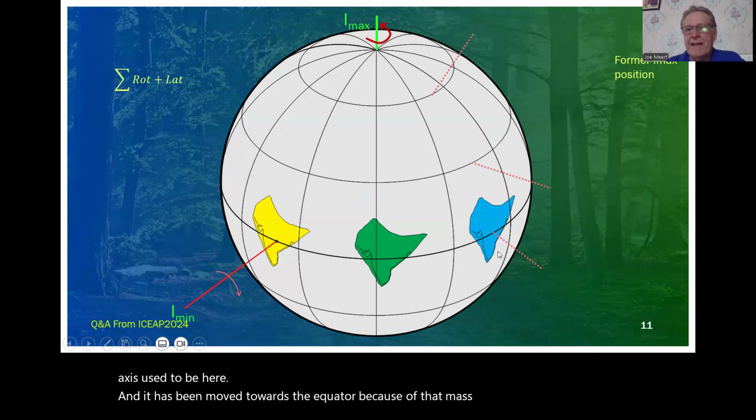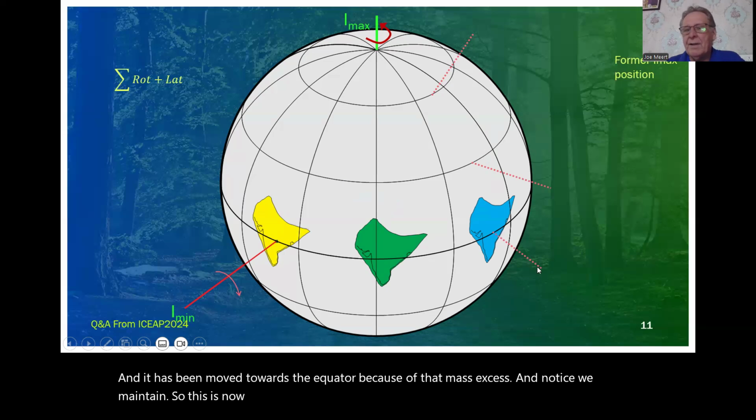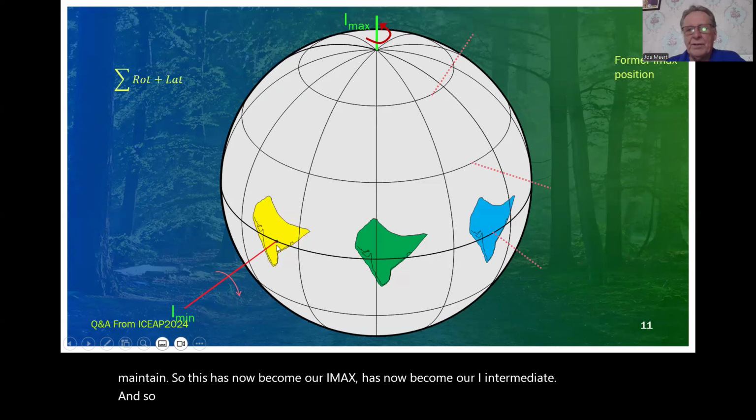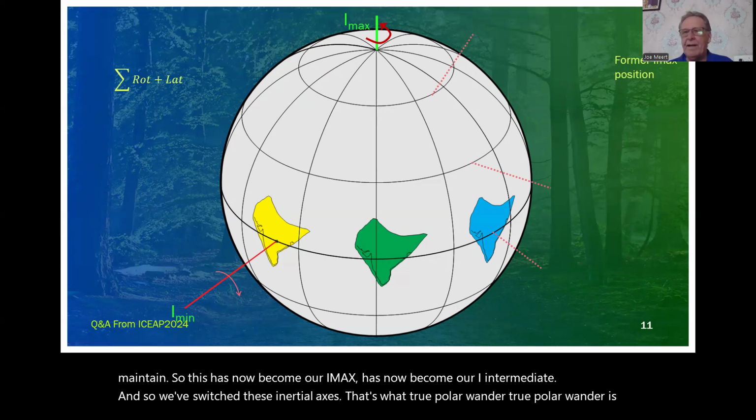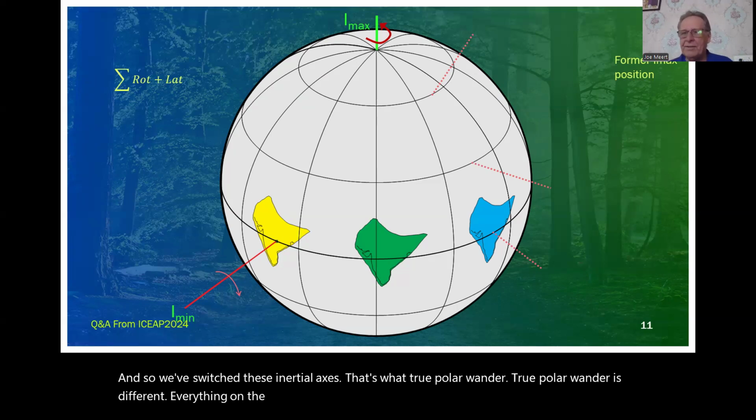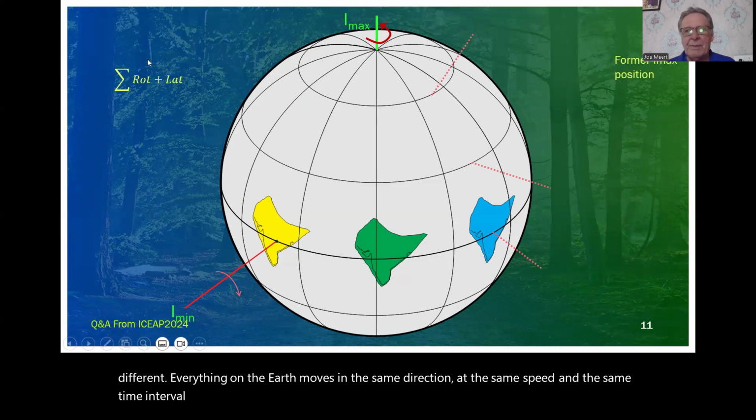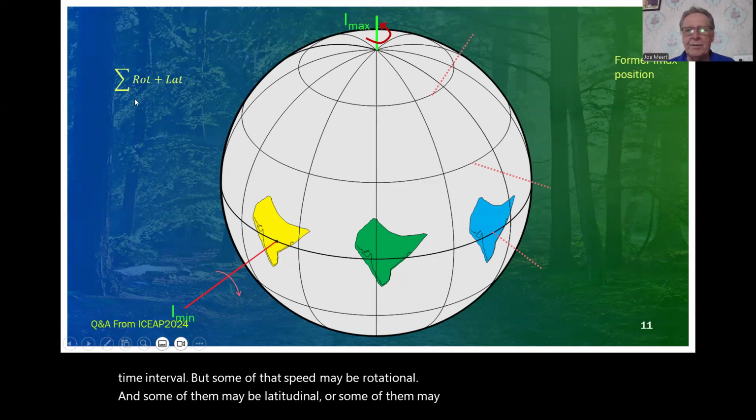And notice we maintain, so this has now become, our I max has now become our I intermediate. And so we've switched these inertial axes. That's what true polar wander is. True polar wander is different. Everything on the Earth moves in the same direction, at the same speed, in the same time interval. But some of that speed may be rotational, and some of it may be latitudinal, or some of it may be only latitudinal and only rotational, but it will always be the same.